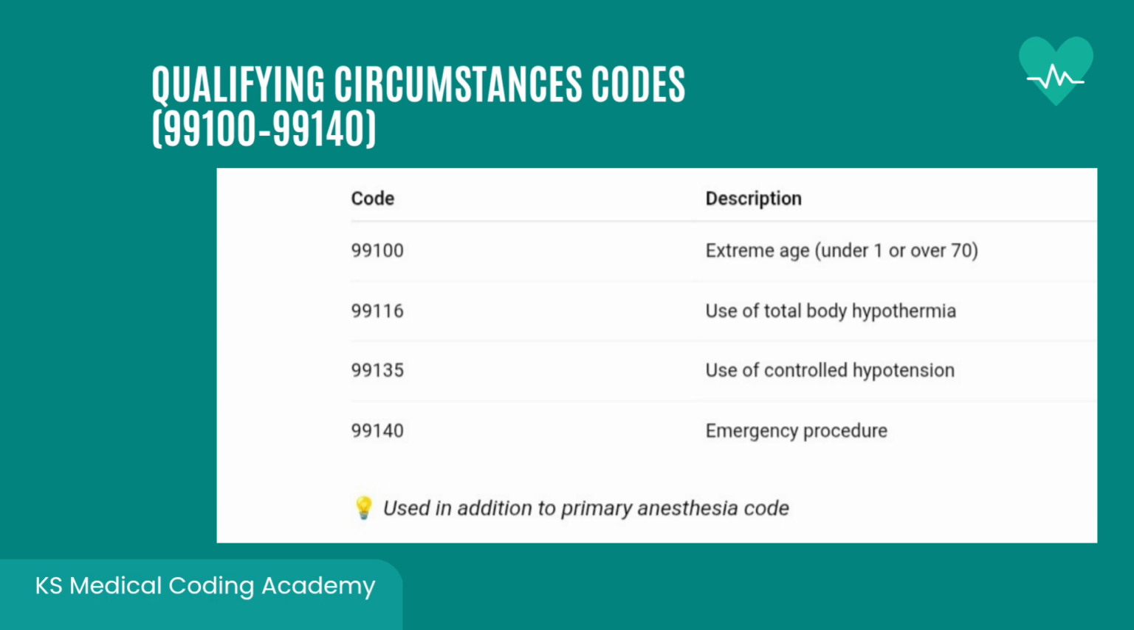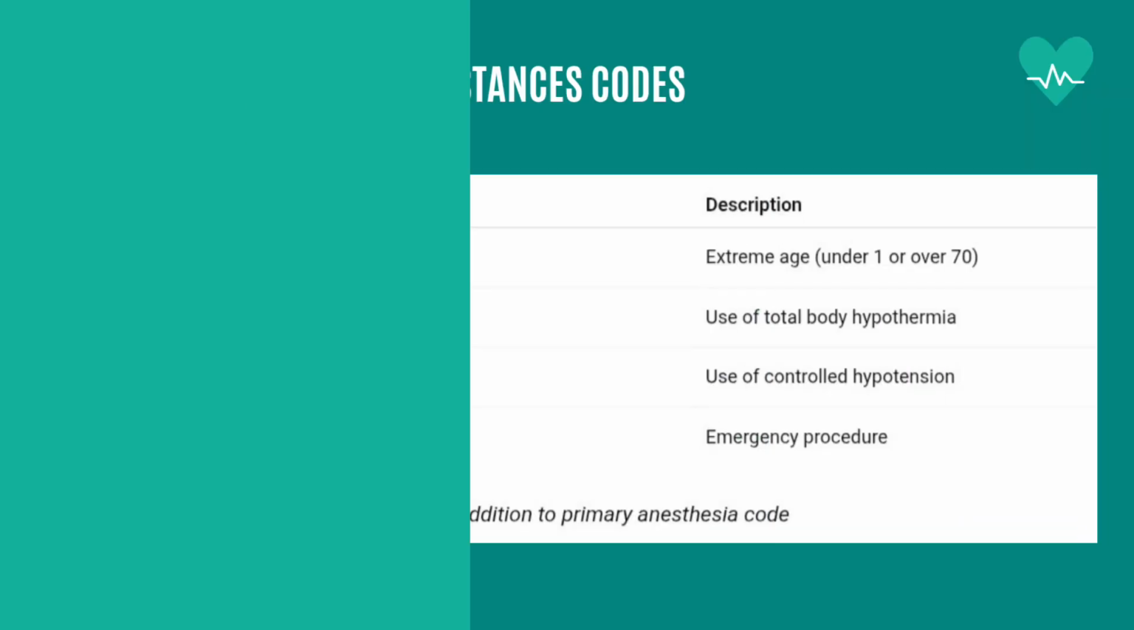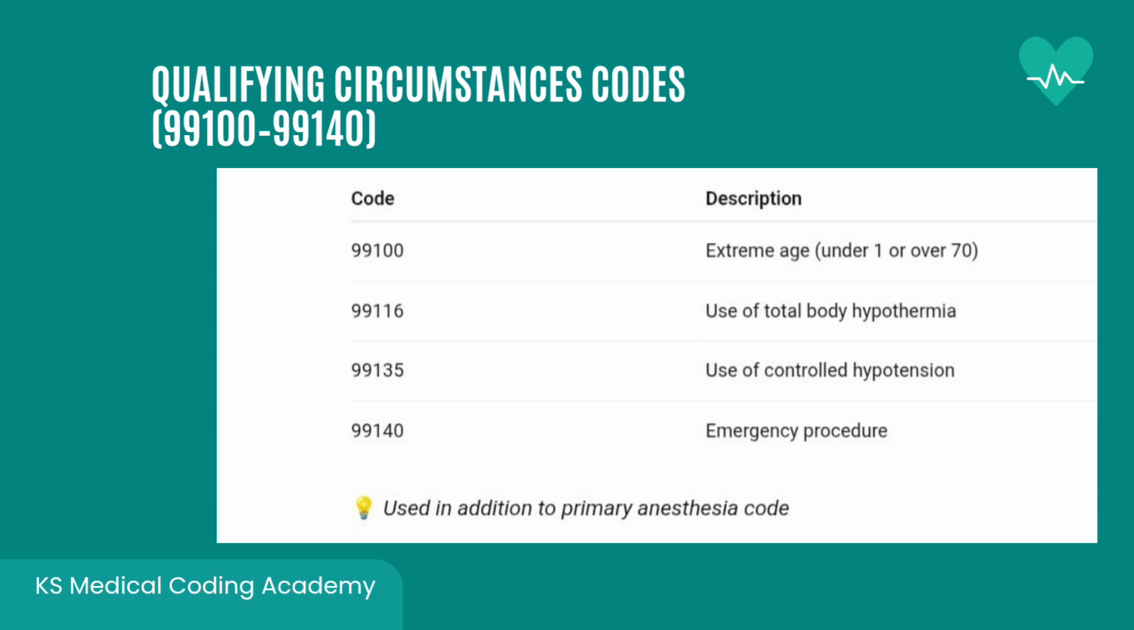Qualifying circumstances codes. Some situations require additional codes called qualifying circumstances. These include 99100 for extreme age, such as infants or elderly over 70, 99116 for total body hypothermia, 99135 for controlled hypotension, 99140 for emergency procedures. These codes are added in addition to the anesthesia code to reflect increased complexity.